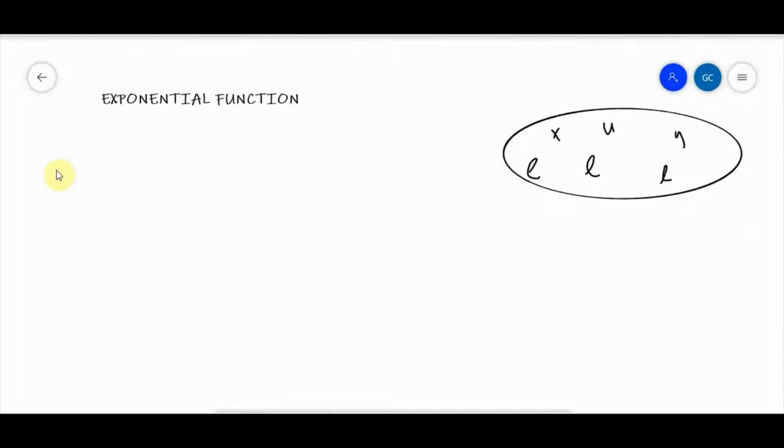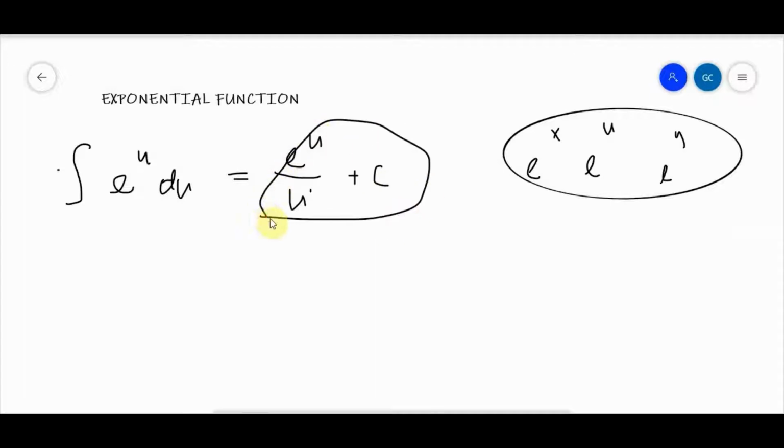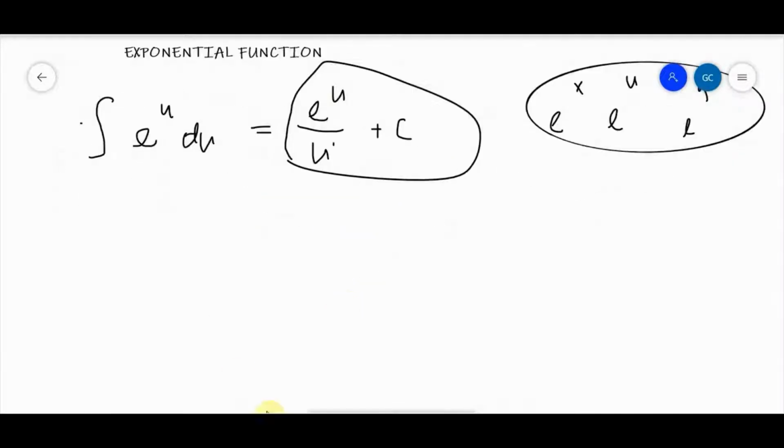Now, for the question, how are we going to solve the exponential function? Now we have a simple formula, one formula. We have here the integral of e raised to u du is equal to e raised to u over u prime, or the derivative of u as you may call it, plus some constant c.